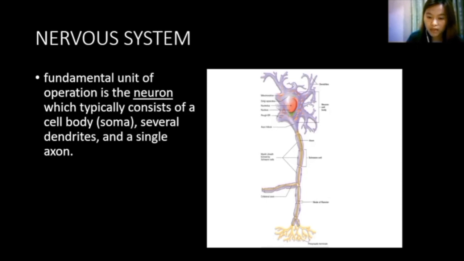This myelin sheath is composed of layers of cells, and this helps the nerve impulses to be conducted at a faster rate. And lastly, the axon terminals. This axon terminal is important because it contains the synapses.